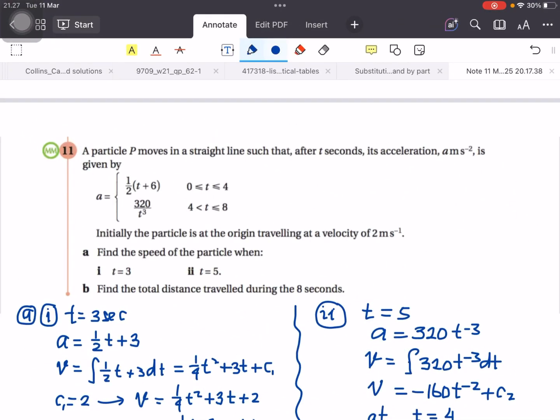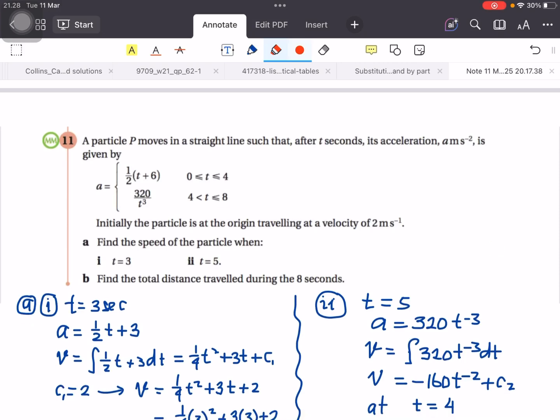So students, this is the last question in this video. A particle P moves in a straight line such that after t seconds its acceleration a meters per second squared is given by this formula. So there are two different formulas for two different time intervals. Initially, the particle is at the origin, traveling at a constant velocity of 2 meters per second. A, find the speed of the particle when t equals 3.